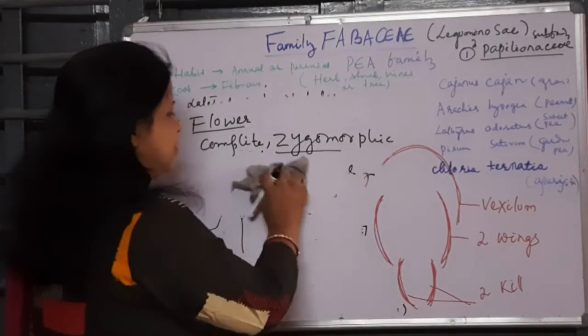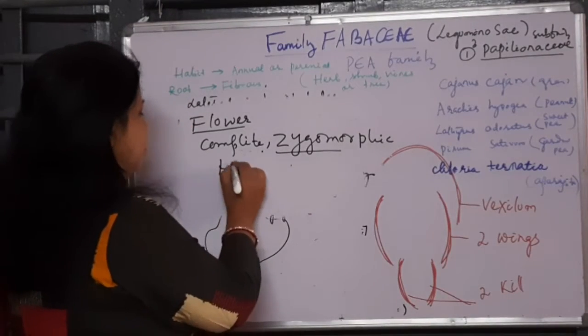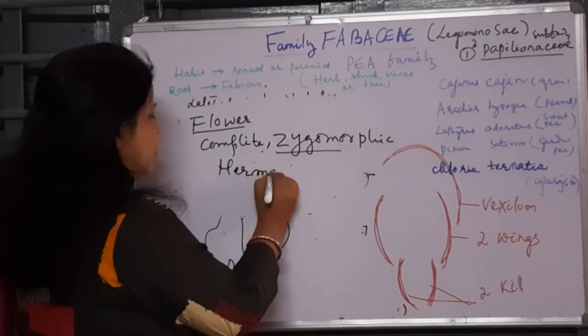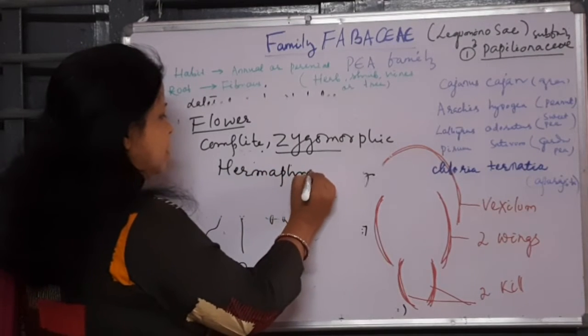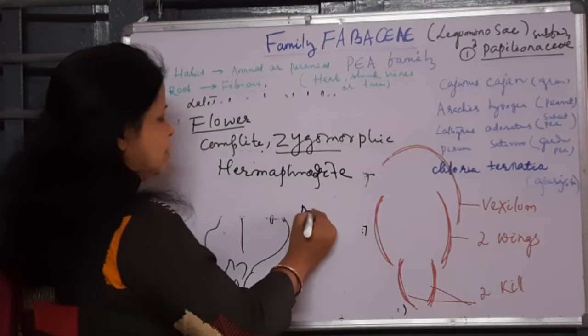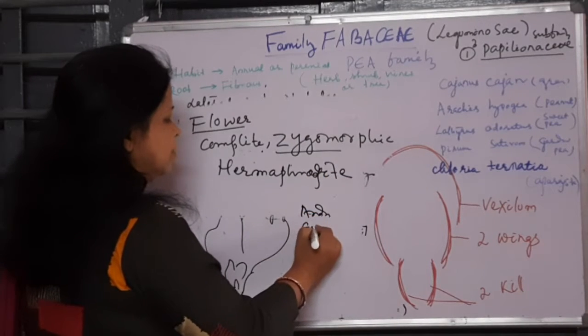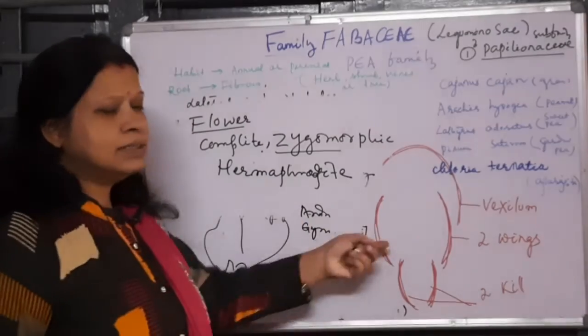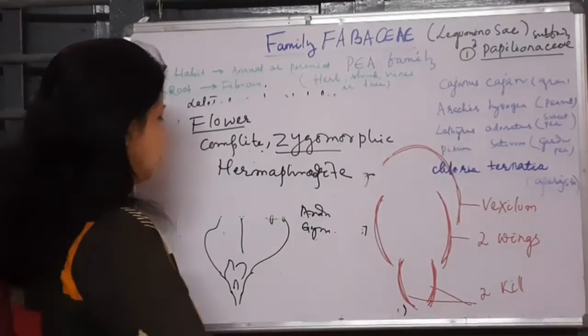Then hermaphrodite. Hermaphrodite means bisexual. Both androecium and gynoecium are present together in a single flower. That is hermaphrodite.